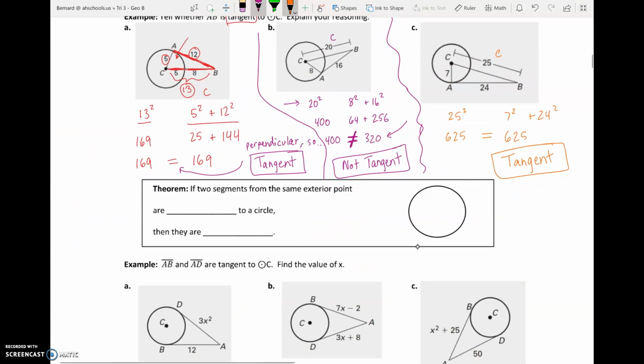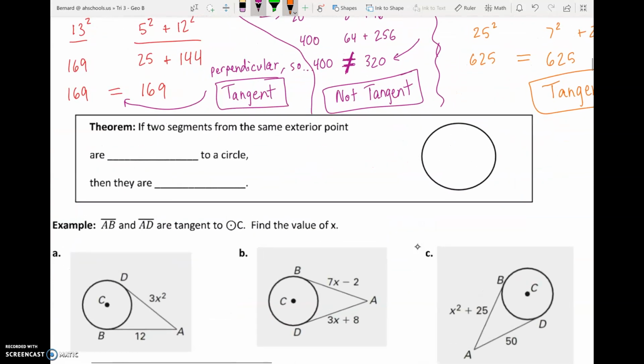All right, next theorem. So if two segments from the same exterior point are tangent to a circle, then they are congruent. And remember, congruent has a symbol. It's the equal sign with the squiggly. And remember, it essentially just means equal. So congruent and equal are pretty much the same thing.